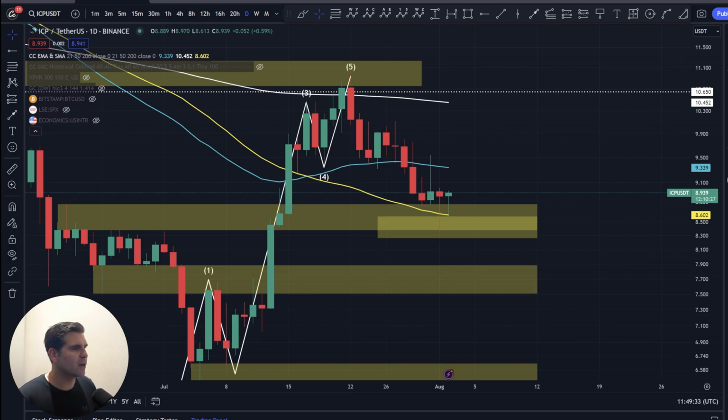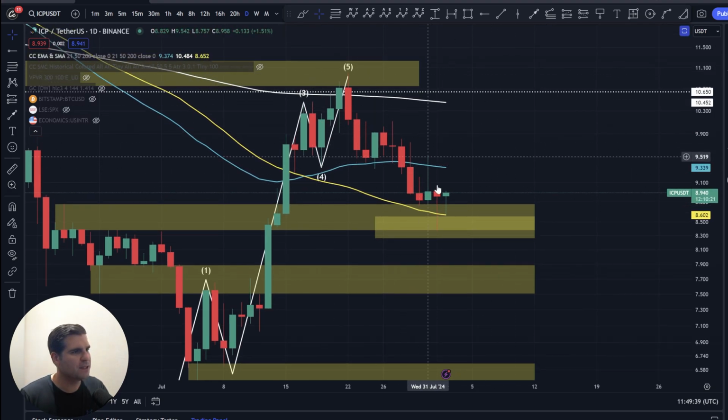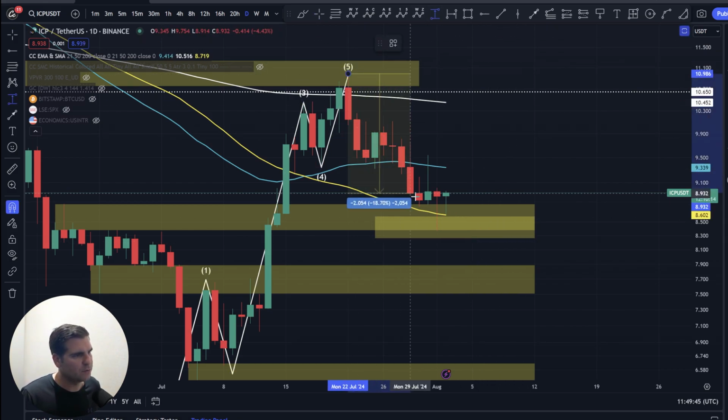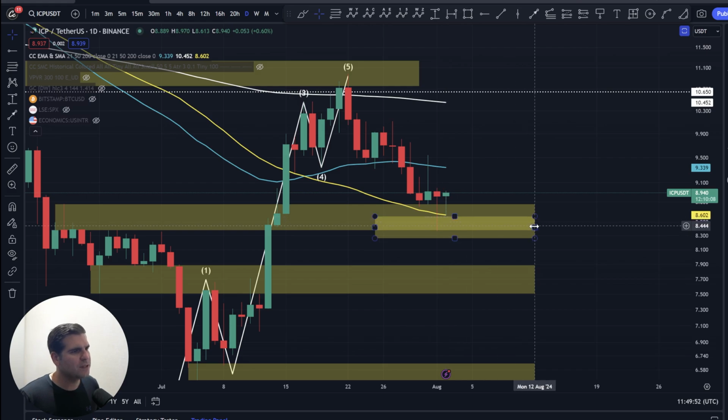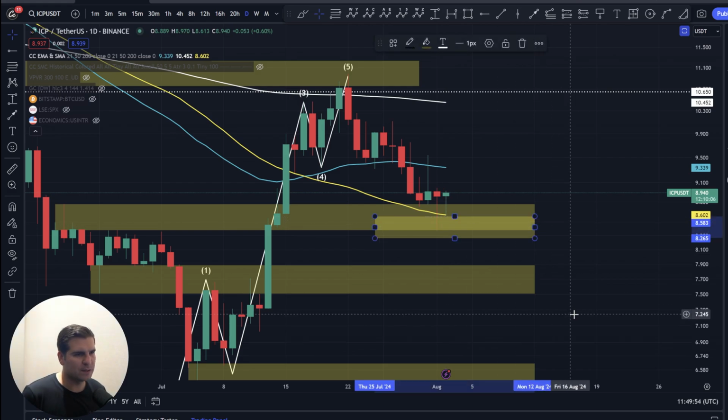So we're going to kick things off right here with ICP paired up with USDT on the one-day Binance chart. We have seen a bit of a sell-off for ICP since we completed our fifth wave move on the 22nd of July. This move to the downside after yesterday's volatility equals 23.86%.